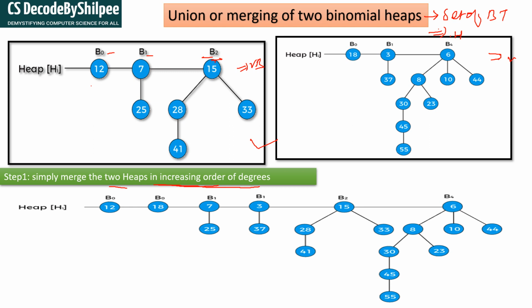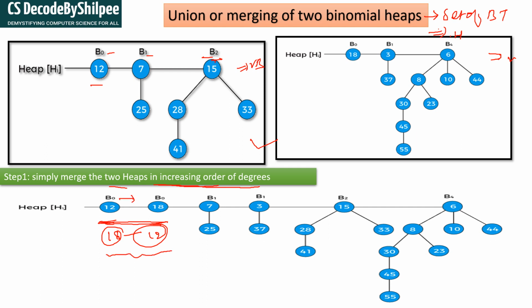See here, I have merged 12 first, then 18, because both have degree 0. So first I added 12, then I added 18. This is not mandatory, do remember, don't get confused. You can also add 18 first and then 12. It's not a problem, you can add either one. But we have to remember that the order is increasing order.